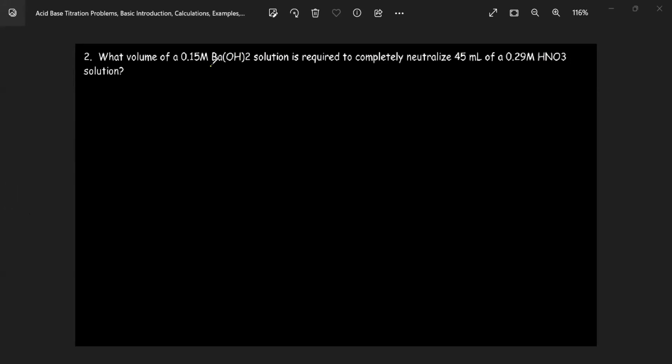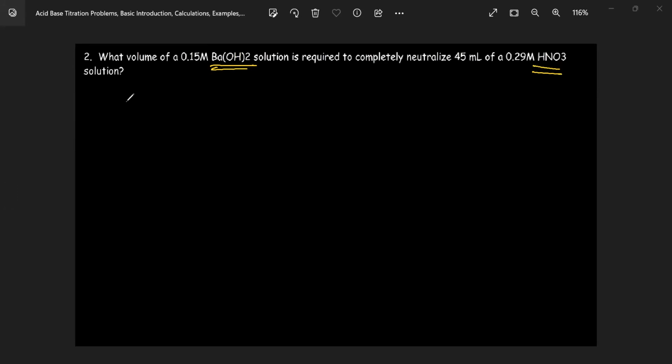You see, this is the base. Metallic hydroxides or oxides are basic in nature, so this is going to be our base. The base is barium hydroxide and our acid is nitric acid. So we have identified the acid and base. Now let us do their neutralization reaction.